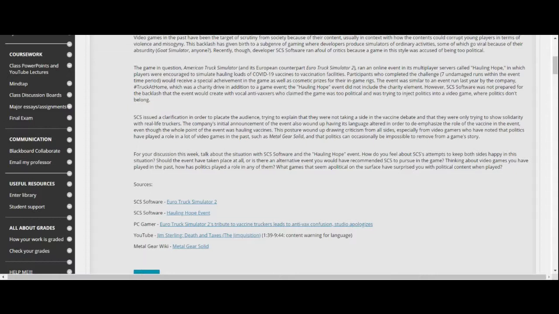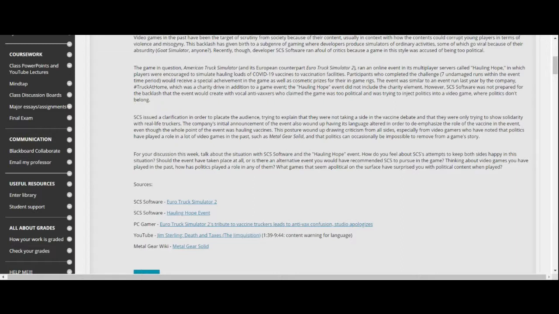For your discussion this week, talk about the situation with SCS Software and the Hauling Hope event. How do you feel about SCS's attempts to keep both sides happy in this situation? Should the event have taken place at all, or is there an alternative event you would have recommended SCS pursue in the game? Thinking about video games you have played in the past, how has politics played a role in any of them? What games that seem apolitical on the surface have surprised you with political content when played?